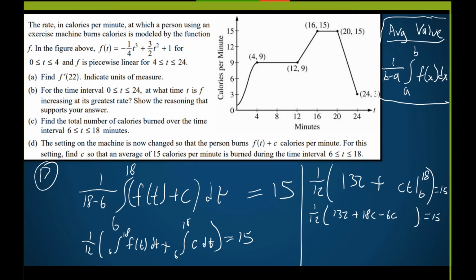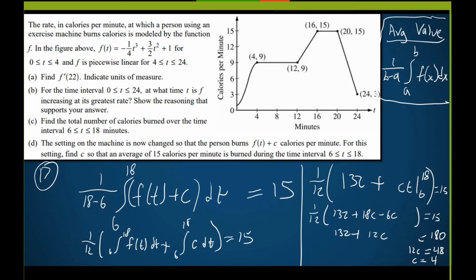So I'm going to multiply both sides by 12. 12 times 15 is the same thing as 10 times 15, which is 150, plus 15 times 2, which is 30. So that's 150 plus 30, which is 180. Then I've got 132 plus 18c minus 6c, which is 12c. So I'm going to subtract 180 minus 132 to get 48, which is equal to 12c, and then divide by 12 to get c is 4.